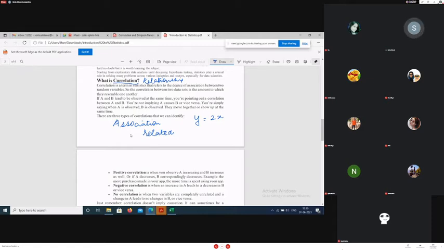Similarly, I can give y is equal to 2x square plus 4x plus 8, which is again being correlated like this. Now, there is another statement written here: if A and B tend to be observed at the same time, you are pointing out a correlation between A and B, but you are not implying A causes B or vice versa. What does this mean? What is the meaning of this?